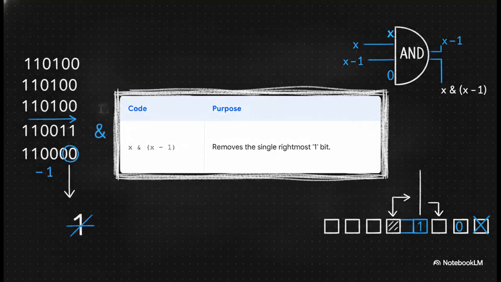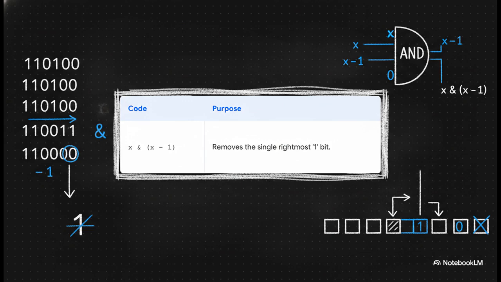So the counterpart to isolating a bit is, well, clearing it. And the pattern for that is x & (x - 1). When you subtract 1 from any number, it flips the rightmost 1 to a 0, and then all the zeros that follow it become 1s. So when you AND that result with the original number, the only practical effect is that you've cleanly turned off that single lowest bit.